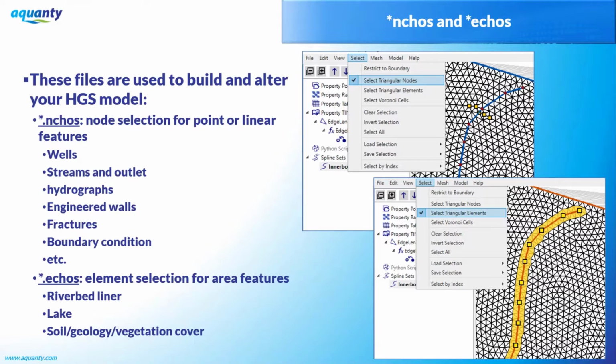So these types of files are typically used to build and alter your HGS model. NCHOS files are node selections, and they are usually used for point or line features for things like wells, streams and outlets, hydrographs, engineered walls, fractures, boundary conditions. And ECHOS are your element selection, and these are applicable to area features. This would be things like a riverbed liner, a lake, or soil line geology, anything that you would really want to adjust parameters in your final output or your final model.